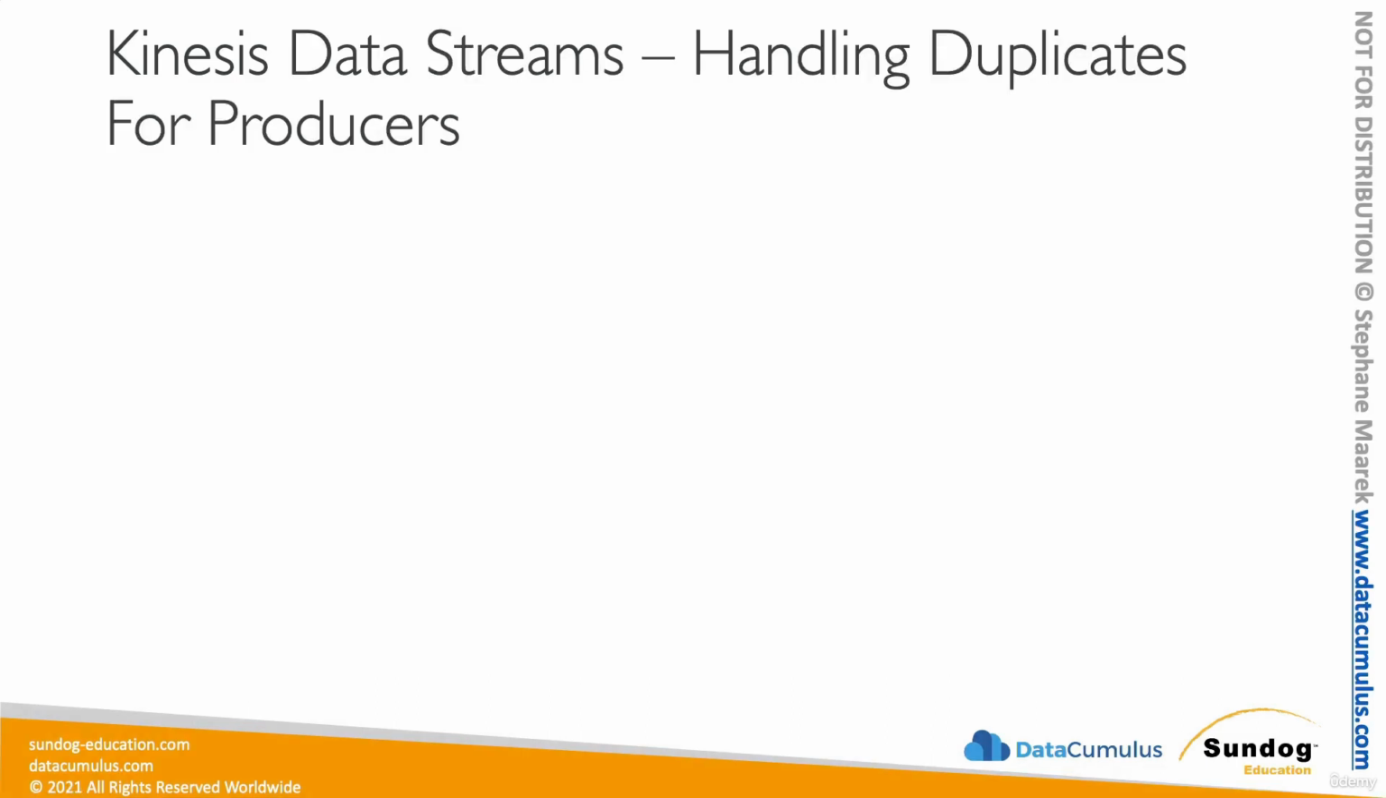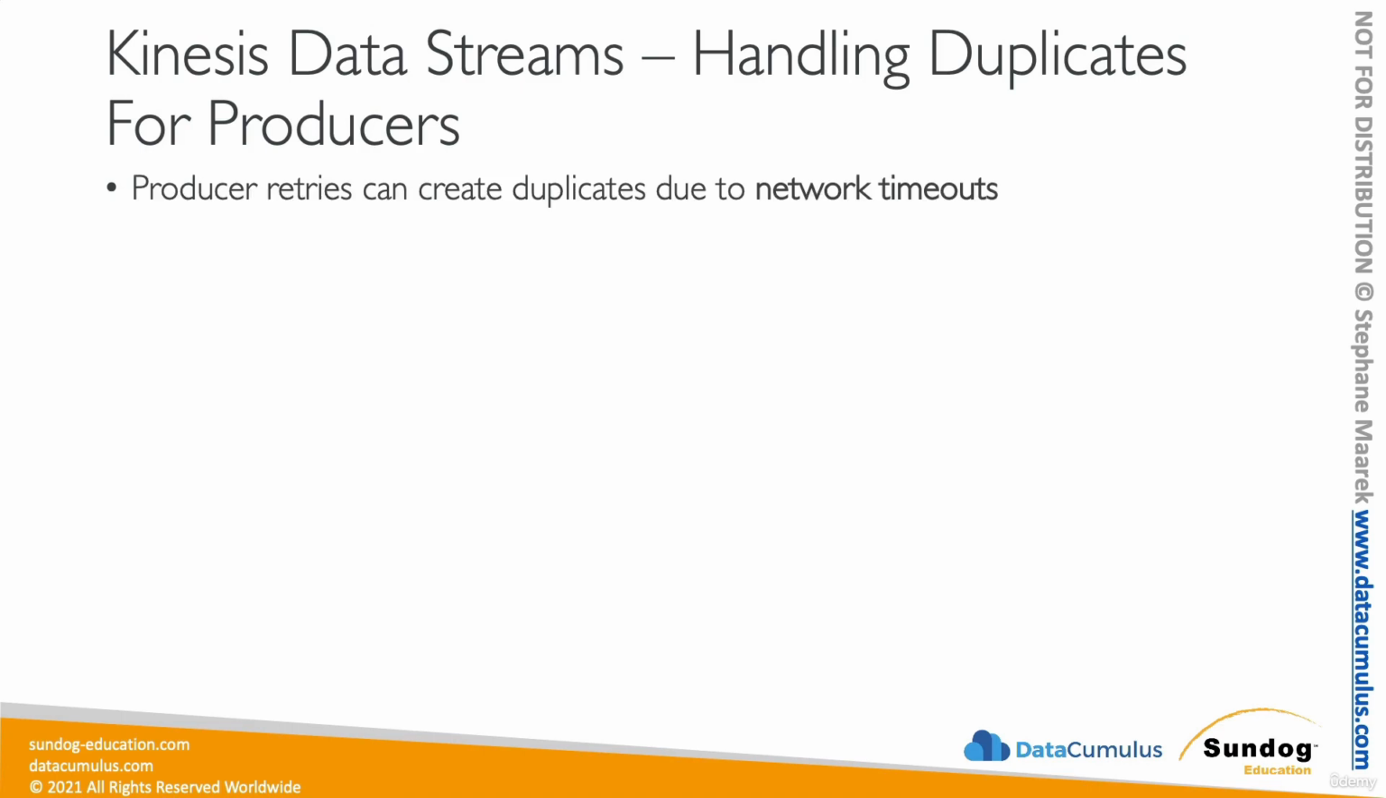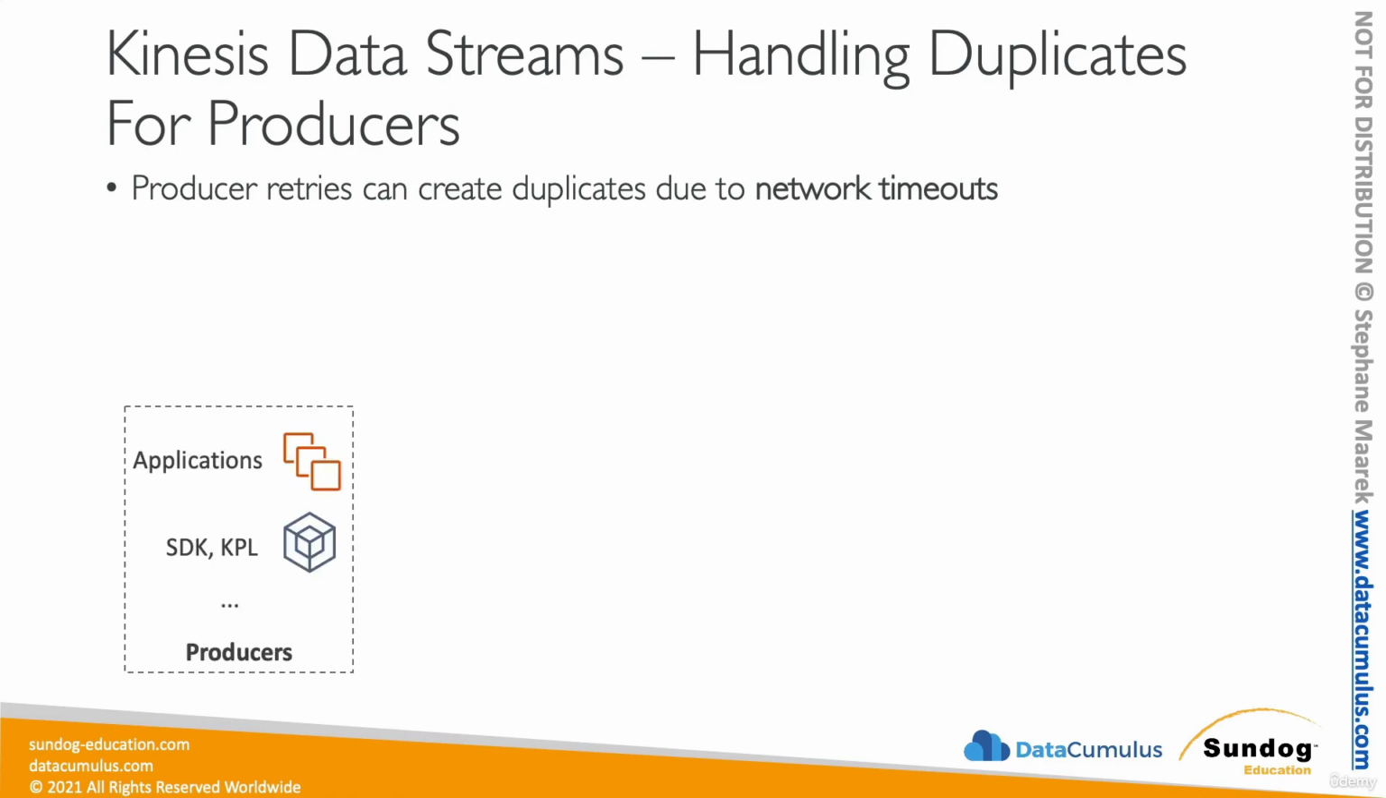Now let's talk about how you can handle duplicate records in Kinesis data streams. And there are two cases when that can happen. There is on the producer side and also on the consumer side. So producer retries can create duplicates due to mainly network timeouts. And this is an exam question. So how does that work?